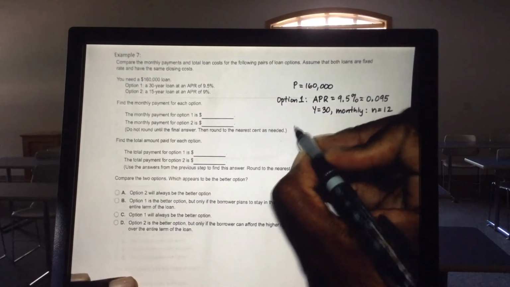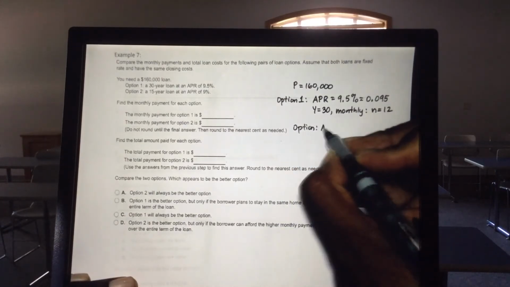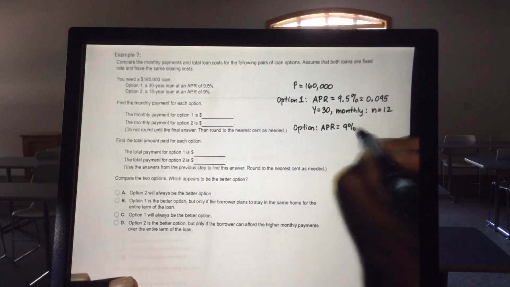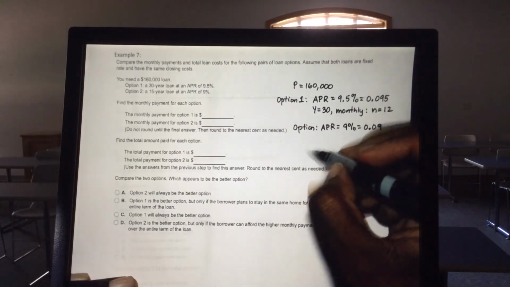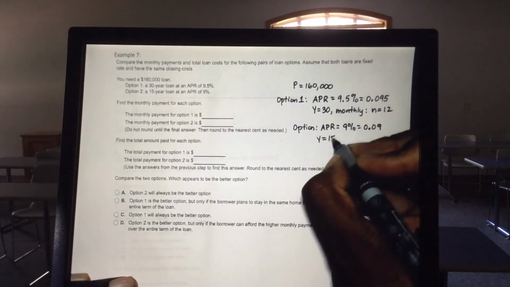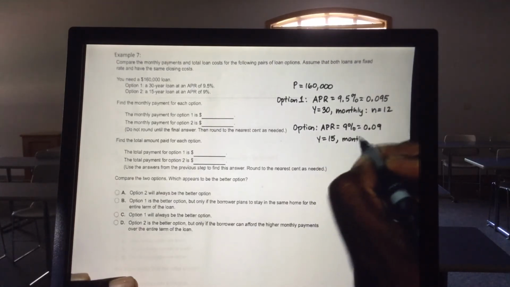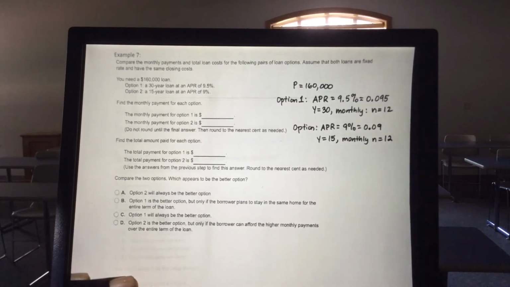Now for option 2, your APR is only 9%, or as a decimal, 0.09. This time it's a 15-year loan, so Y is equal to 15. And again, it is monthly, so your N is going to be equal to 12.